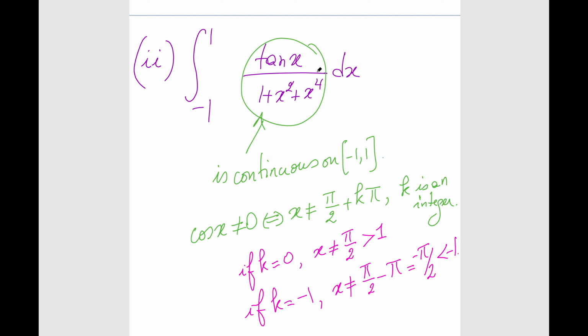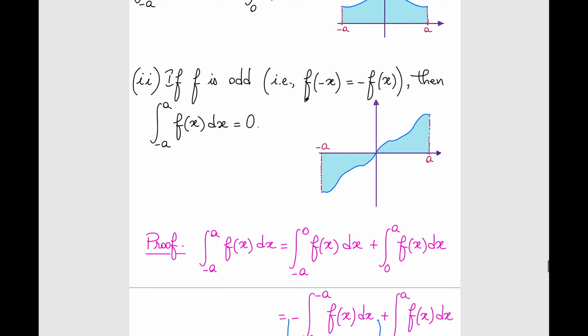And on the other hand, now that the function is continuous on minus 1, 1, it's not hard to see that this function is actually an odd function, right? Because tangent is odd, and the guy downstairs is even. So the quotient between an odd function and an even function is an odd function. So this is an odd function. As such, because of the previous result, and what do I mean by previous result? It's that one that I just talked about a few seconds ago, this one.